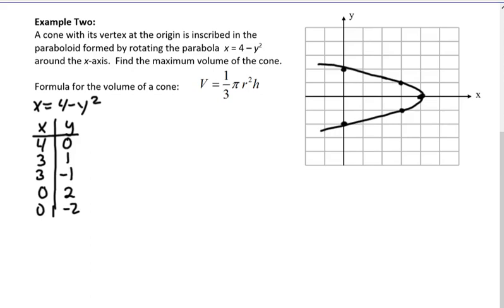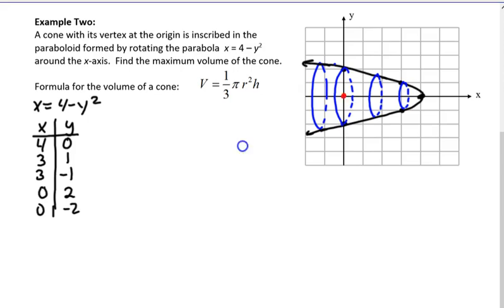Now, if we were to rotate this, it's going to be kind of looking like that. So it's rotated around. I guess I should probably do another one over here. Okay, so this is my paraboloid, and it's rotated, and it continues on forever. But I'm only interested in the part of it to the right of the y-axis, because I'm looking at a cone with its vertex at the origin.